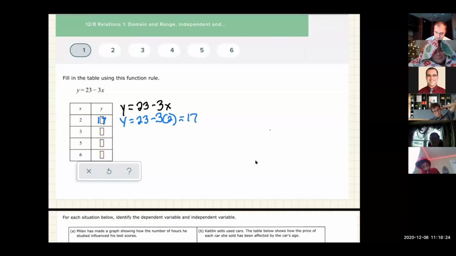All right, and then the next x value is a 3. Y equals 23 take away 3. Where the x is, I now have a value of 3. That means I'm doing 23 take away 9, and I get 14 from that. So this box will get filled in with the 14. Okay, that's all there is to it. Just finding the y values by plugging in each x value. Any questions on that one? If anybody wants a screenshot, you're welcome to do that, of course. Any old time, you're welcome to do that.